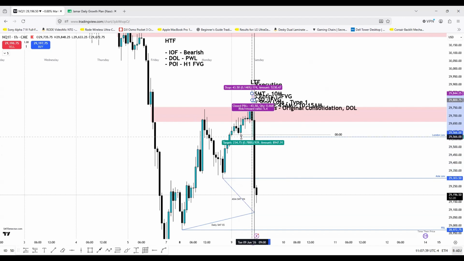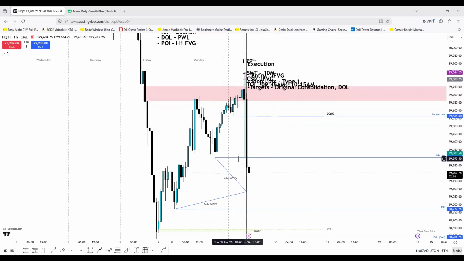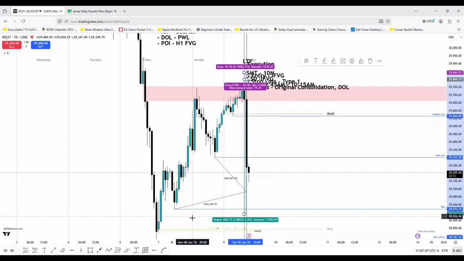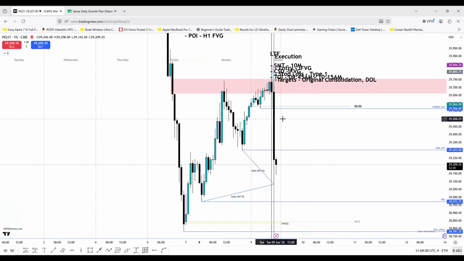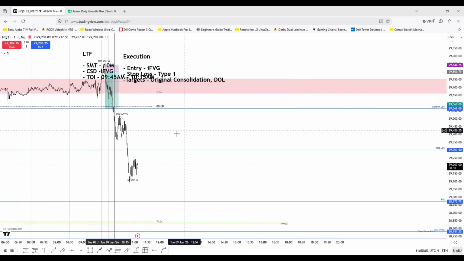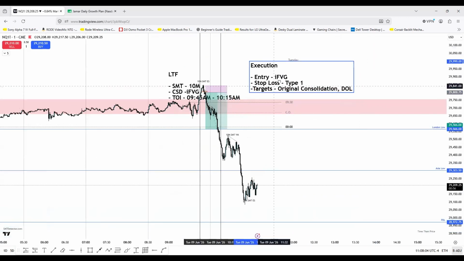You could take out a partial there or move to break even, and then take off more than half your profit there, and then obviously the draw on liquidity would be previous weekly low, but you can also take a partial profit there as well. There's a lot of New York targets that we could have targeted here, but I kept it for the guaranteed hit right there at the London low. All right, so one more time.